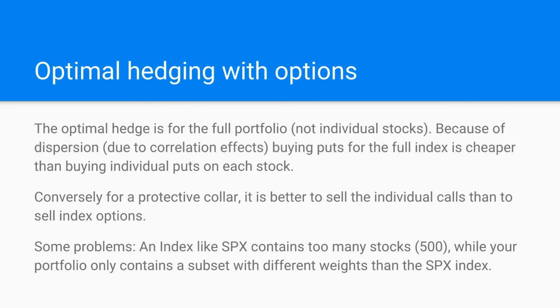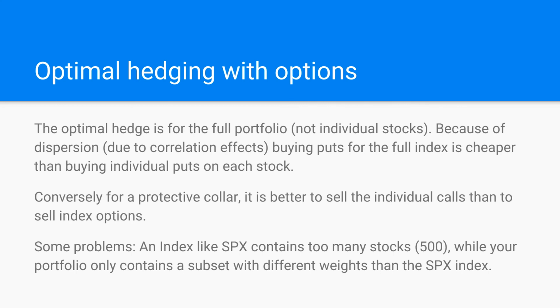No? Now, for a protective collar, then yes, use the put of the index, but when you sell the calls, sell the expensive calls. And what are the expensive calls? The expensive calls are in the stocks. So you buy puts in SPX, but you sell calls on the stocks. You see, that's the optimal way to do it.